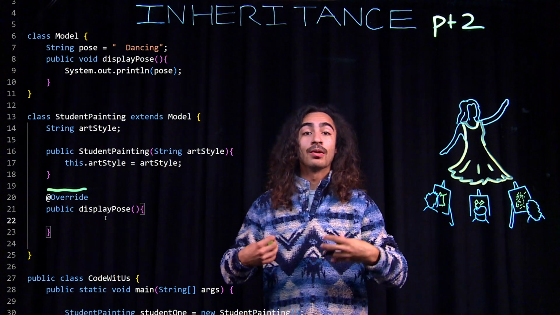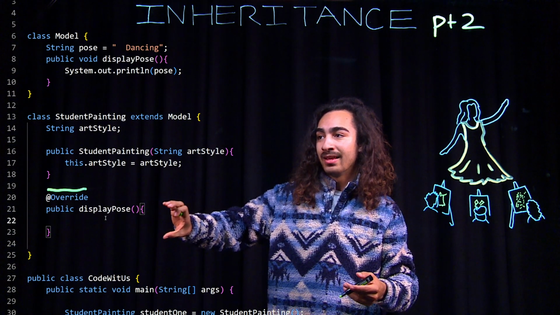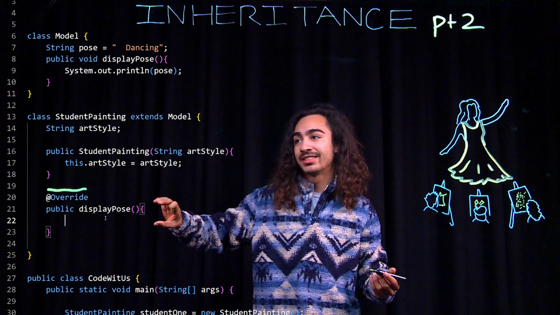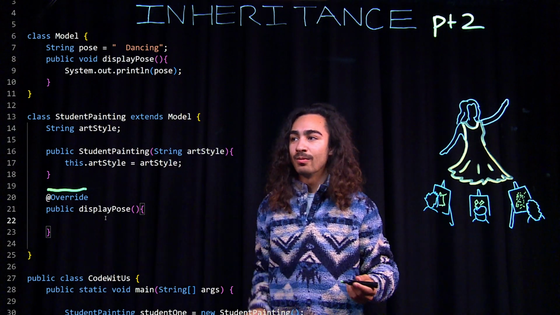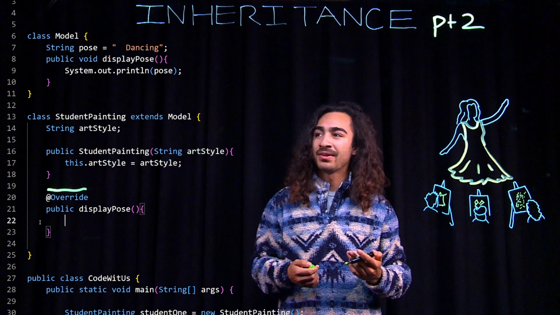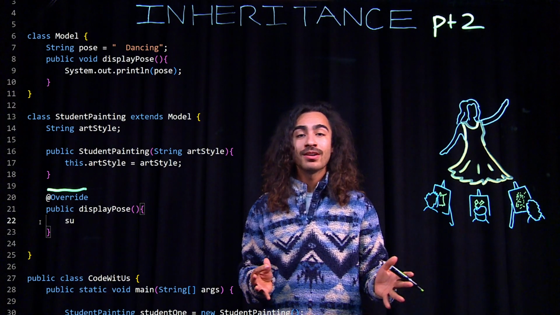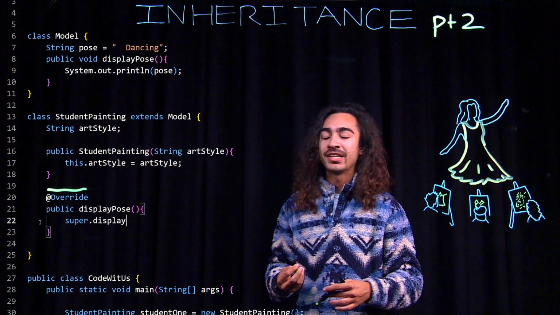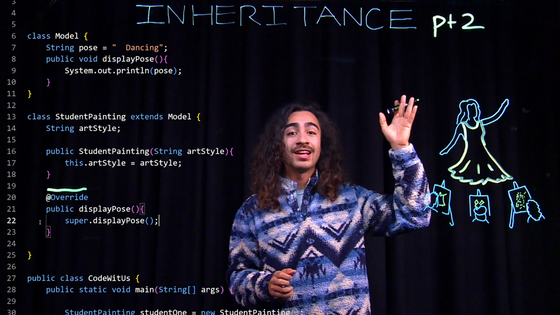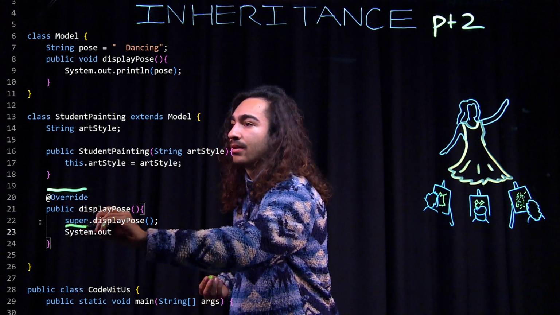So we're telling it we want to override our display pose, which means whatever stuff is in this method is gonna take precedence. It's gonna be executed. Nothing from here is gonna be executed when we call display pose. So we still want to use the method from our parent class, but we just want to add a little bit more onto it. So let's use this new keyword called super, and that's pretty much telling the compiler that, hey, we want to use this method from the super class, which is our parent class. So it's this keyword right here, super.